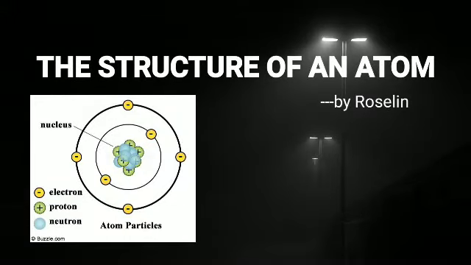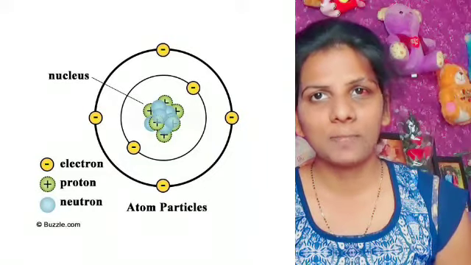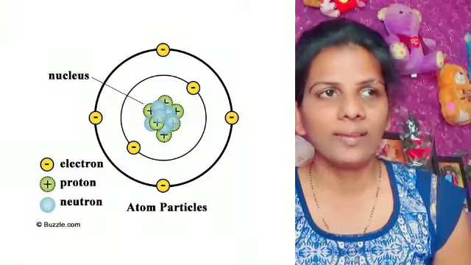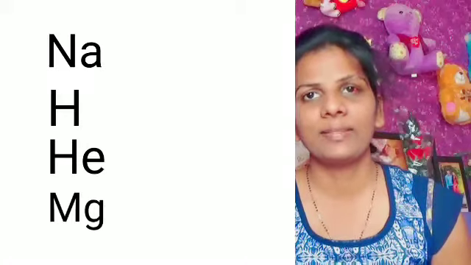This is Roslyn here, and today I'm going to explain the concept in science, that is the structure of an atom. Let's begin. An atom is the smallest particle of an element. For example, we have sodium, hydrogen, helium, xenon, magnesium. We have n number of atoms.